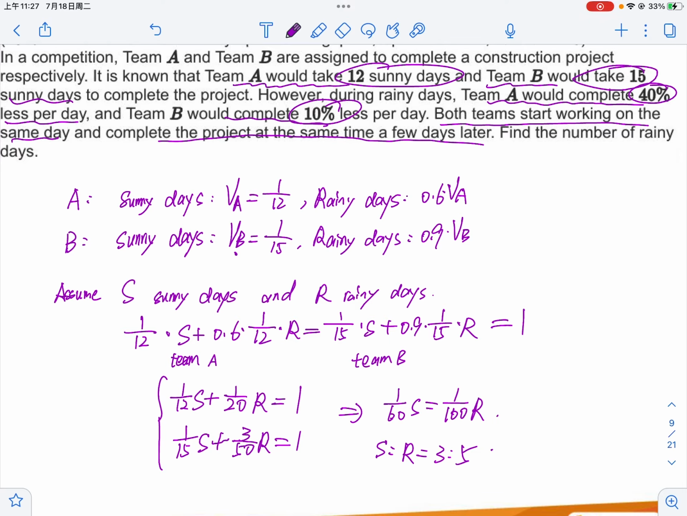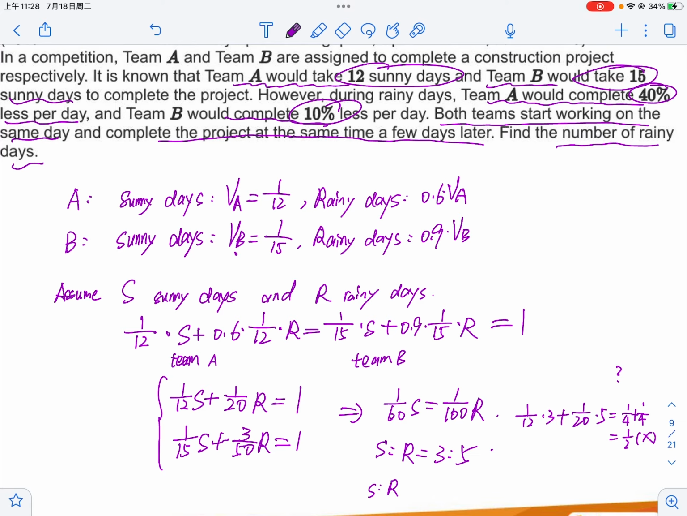Okay, this will be easy. You need to find the number of rainy days. You know that the ratio of sunny days to rainy days is 3 to 5. Then you put 3 and 5 back into the equation. 1 over 12 times 3 plus 1 over 20 times 5 equals what? 1 over 4 plus 1 over 4. It will be half, not 1. So it will not be 3 sunny days and 5 rainy days.